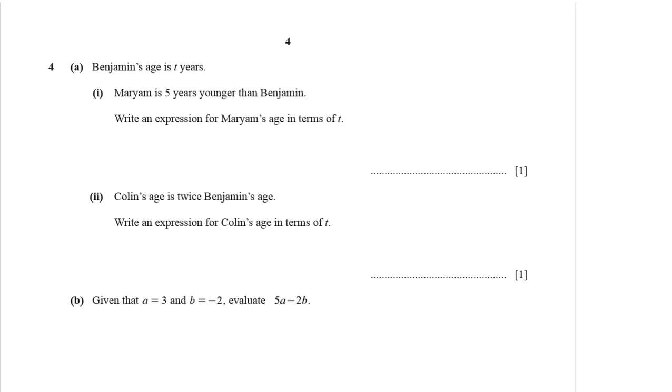Benjamin's age is t years. Mariam's age is 5 years younger than Benjamin. In these types of questions, when you are comparing something with the other value, the other value would be written first always. So it should be t minus 5. Colin's age is twice that of Benjamin. In terms of t, it would be 2t.